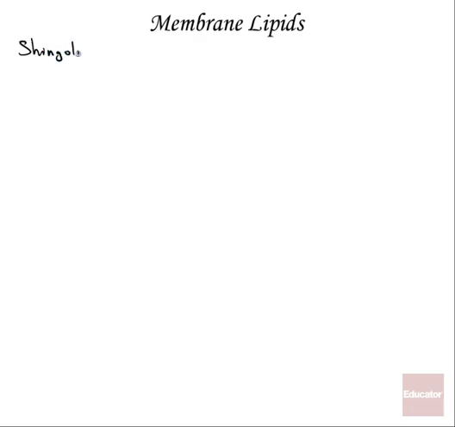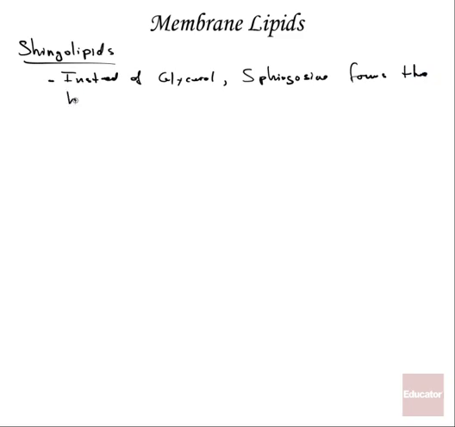Now, the sphingolipids are characterized, so instead of glycerol, this thing called sphingosine forms the backbone of these sphingolipids, backbone to which various groups are attached.